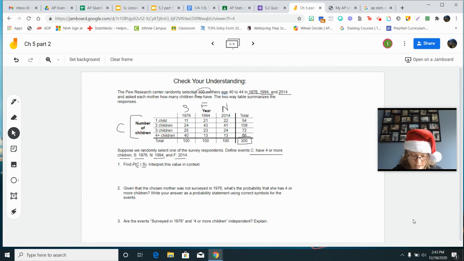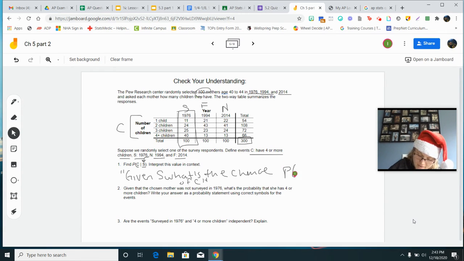So this is a conditional probability. I'm going to write this out. Given S, what's the chance of C? That's kind of how to read that. So given that we've got somebody from 1976, that's what I'm interested in. The second number is always your bottom number in your fraction. That's how you can think about it. It's a little trick. The probability of C given S: I always think of it as, I've got to find C out of the S's.